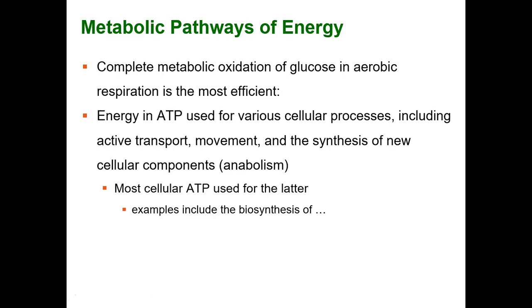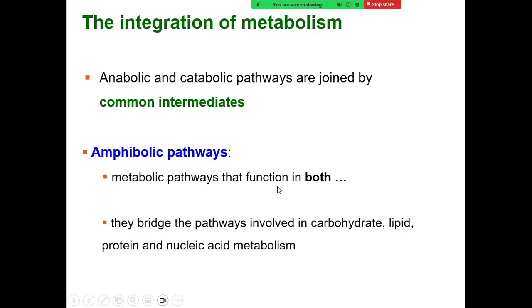All right, most cellular ATP is used for the synthesis of new molecular components, meaning anabolism, but ATP can be used for any of the cell's needs. And this ATP in our cells comes from the metabolic oxidation of glucose or some other molecule which will be converted into glucose. And here I'm talking about anabolic and catabolic pathways are not independent. They do have common intermediates joining the two pathways.